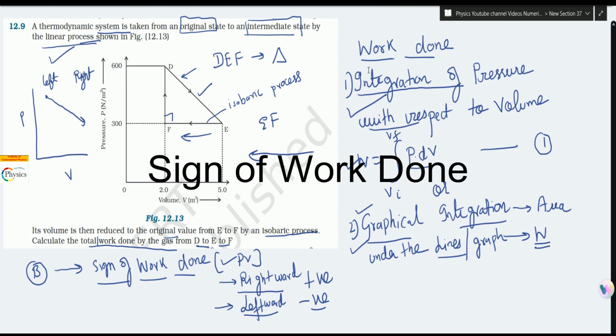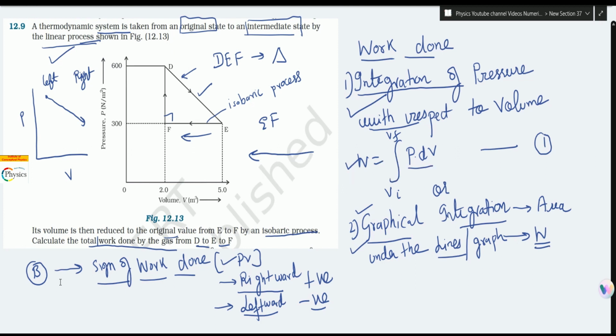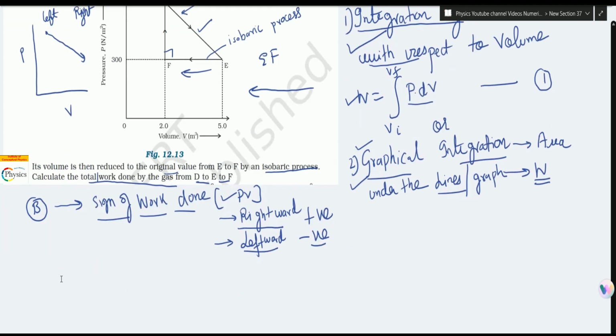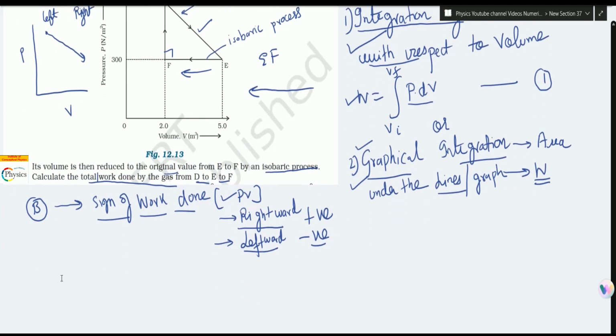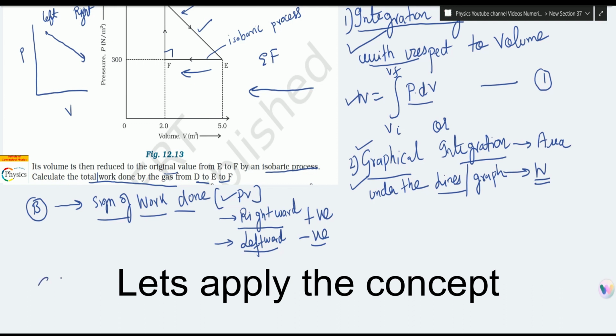Now I will start solving this problem. So let's say you have to calculate the work done by the gas from D to E and then from E to F. Now we will talk about the solution.